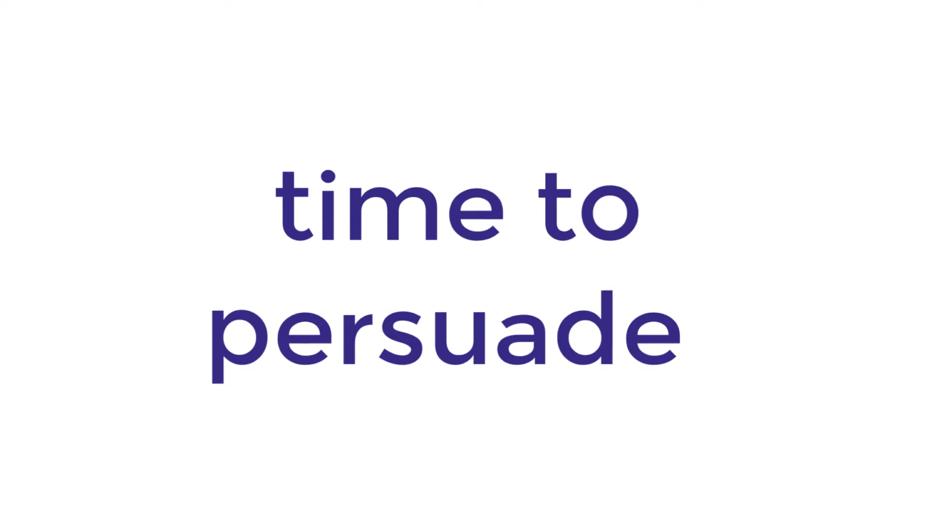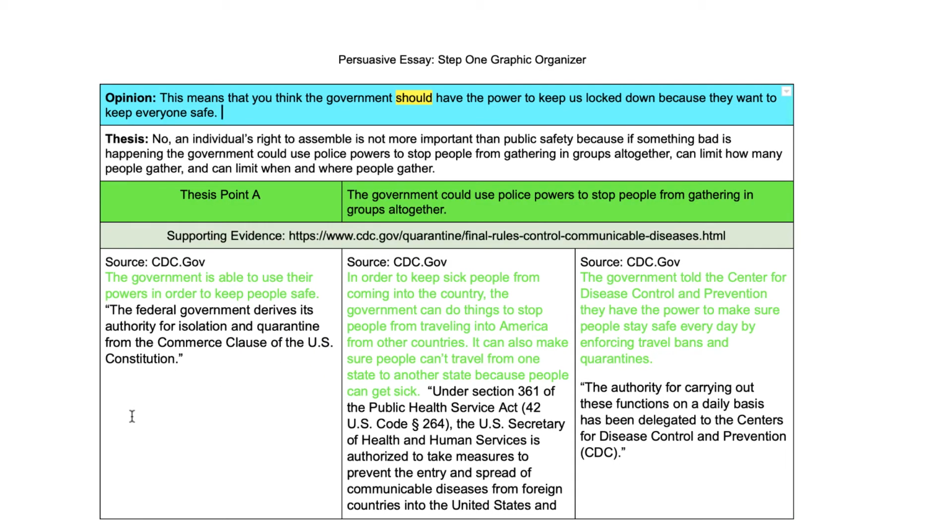Make them understand your point and make them believe you and make them say, oh, you know what? She's right. We should be locked down because. So here's how you're going to prove that. In your thesis statement, you said, no, an individual's right to assemble is not more important than public safety because if something bad is happening, the government could use police powers to stop people from gathering in groups altogether, can limit how many people gather, and can limit when and where people gather.